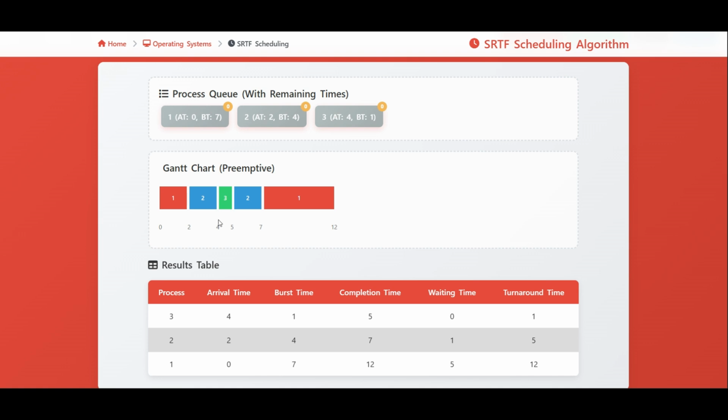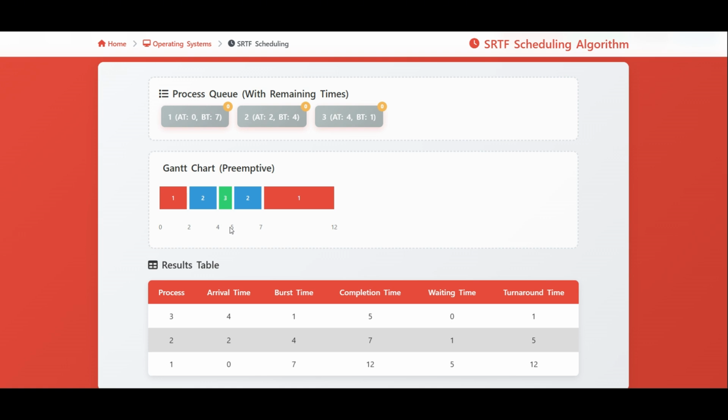And at time 4, P3 arrives. P3 has the shortest burst time among all processes, so the CPU immediately switches to P3. This is shown in the Gantt chart from time 4 to time 5 here. And at time 5, P3 finishes execution.